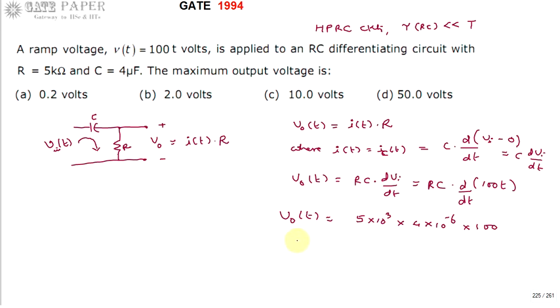So now V0 of t will become 5 into 4 into 100, that is 2000 into 10 power minus 3. So this will be equal to 2 volts. The maximum output voltage you may get with this circuit is 2 volts. So the right answer for this question is B. Thank you.